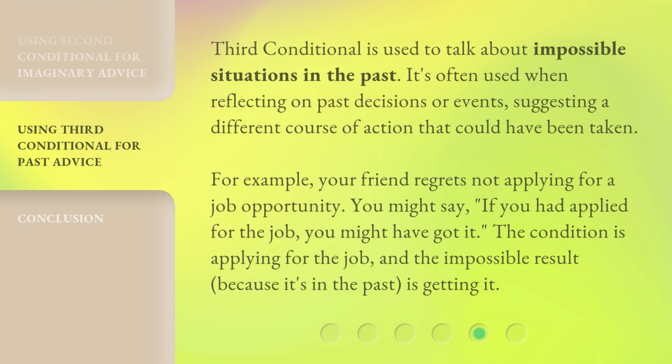Third conditional is used to talk about impossible situations in the past. It's often used when reflecting on past decisions or events, suggesting a different course of action that could have been taken. For example, your friend regrets not applying for a job opportunity. You might say, "If you had applied for the job, you might have got it." The condition is applying for the job, and the impossible result, because it's in the past, is getting it.